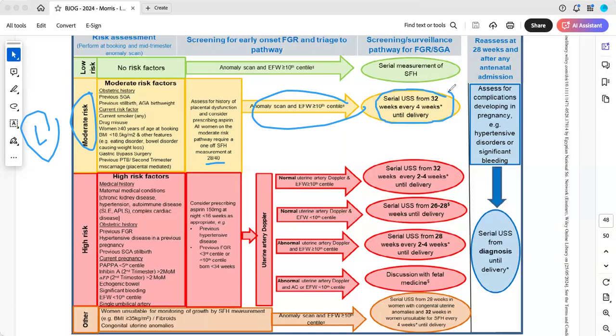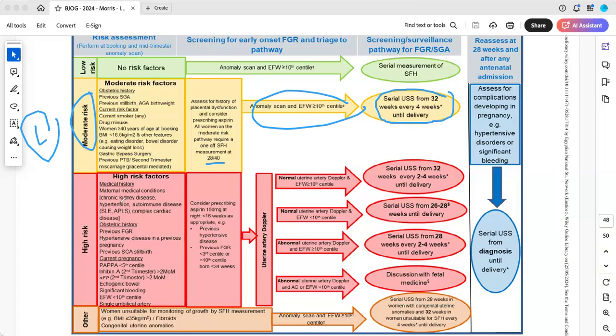Happy so far, my friends? Moderate risk. We'll just have the follow-up as usual. Anomaly scan as usual for everyone. And if it is okay, then what will be the next time to see her? This will be from 32 weeks, every 4 weeks until delivery. Okay, fine? Fine.